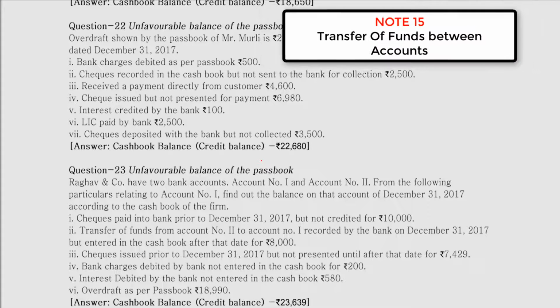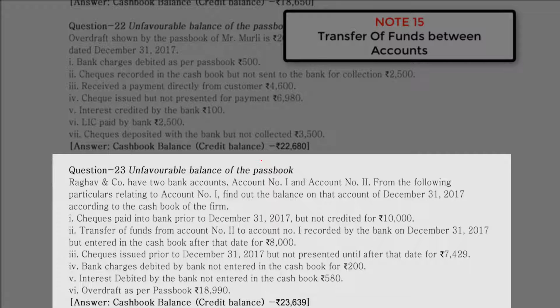Okay, let's solve next question. Now this is the question where we have multiple accounts and there will be transfer from one account to the other. If you remember my other discussion that we have already done, where we had multiple accounts, here what they are saying, again we have two accounts. We already know when we prepare bank reconciliation, we prepare account wise. So for account 1 there will be one BRS, for account 2 there will be the second BRS. In the question they have asked us to prepare bank reconciliation for account number 1 from the following particulars relating to account number 1. These are particulars for account number 1 only.